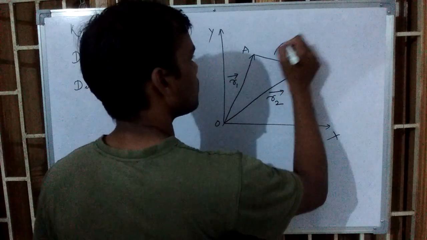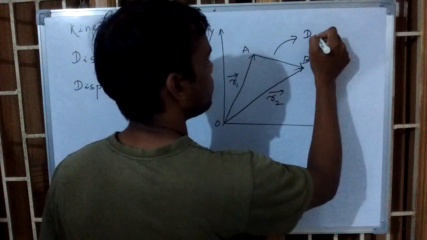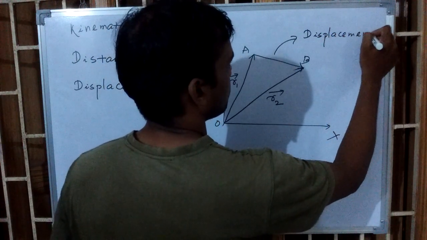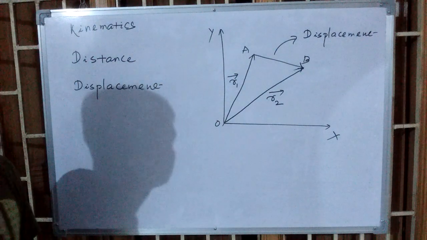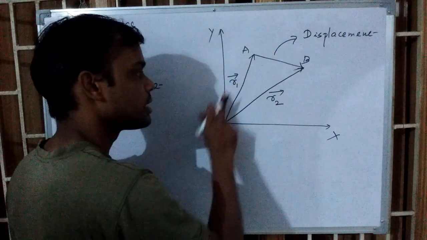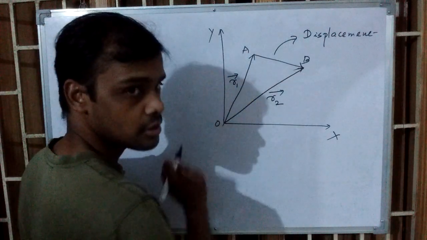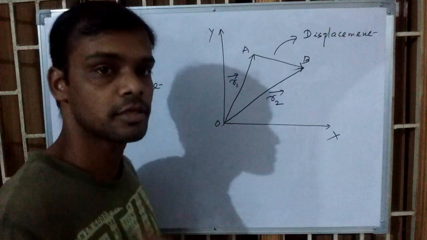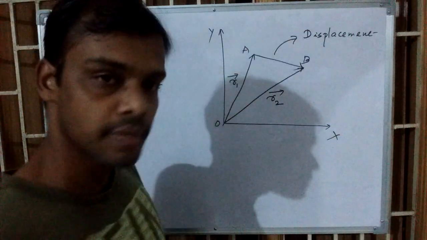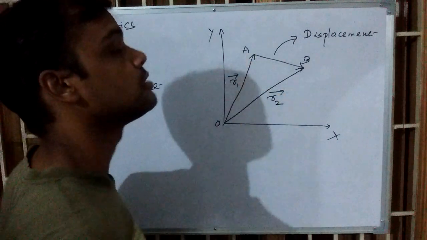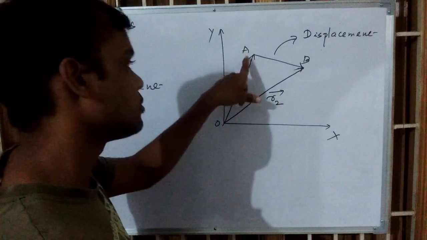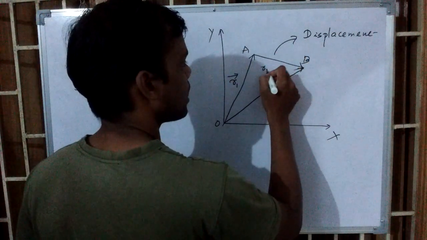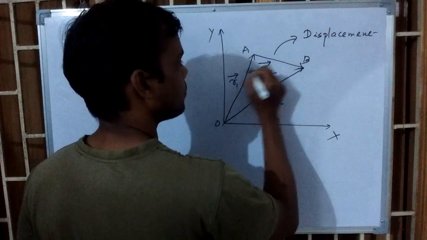This vector is called displacement vector. This is position vector. This is also position vector. When the position is changed, then comes the displacement vector. Now how to represent this displacement vector? This is position 1, this is position 2. So let it be R12.